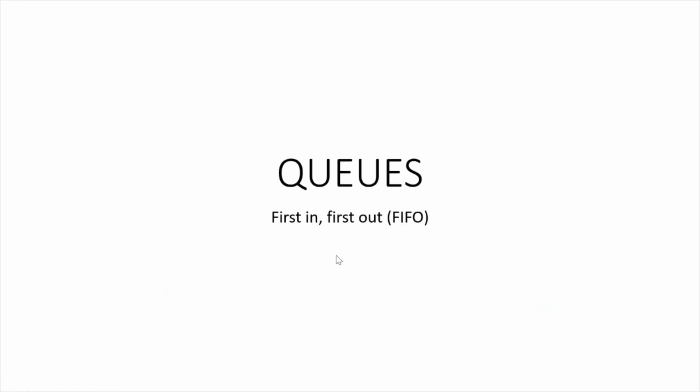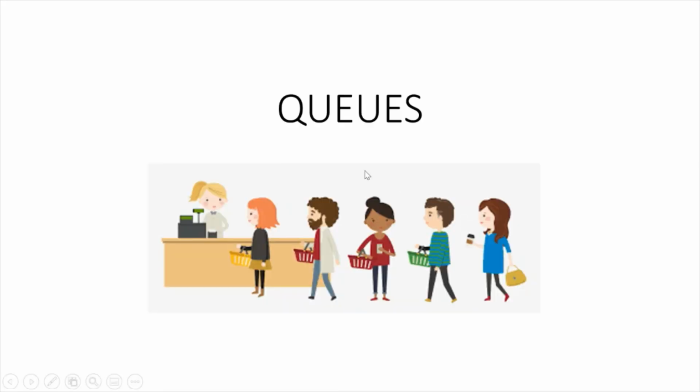Now let's look at queues. This is a relatively simple one as the word queue is used in everyday language, but in programming we describe it as FIFO, meaning first in, first out. So if you are this person here, the first person who got into the supermarket, you're going to also be the first person who gets out.